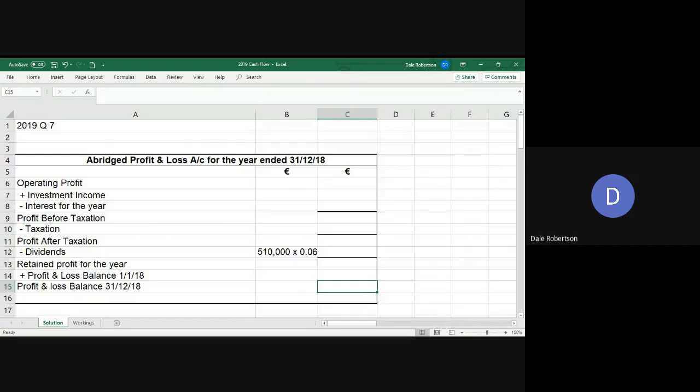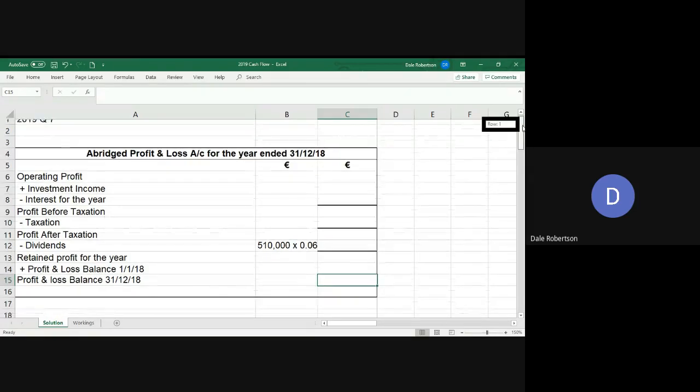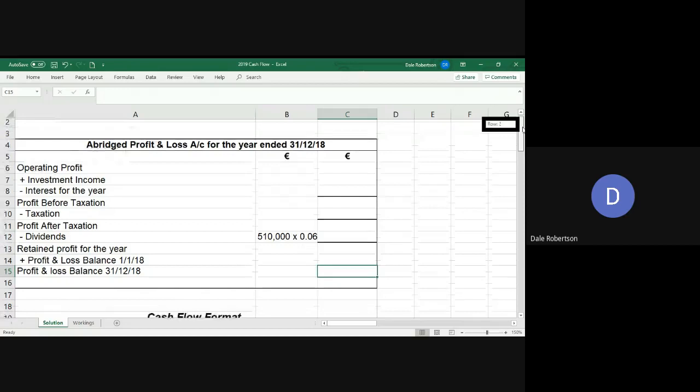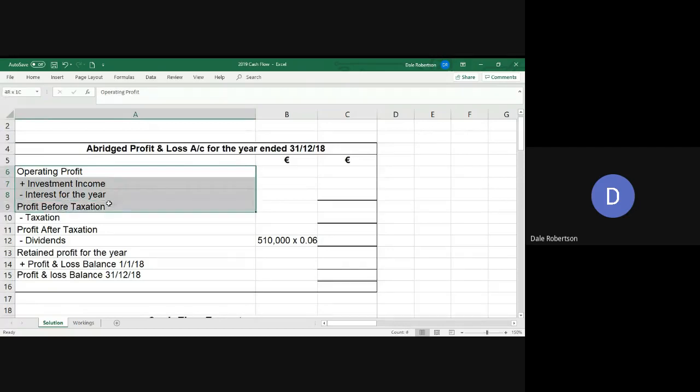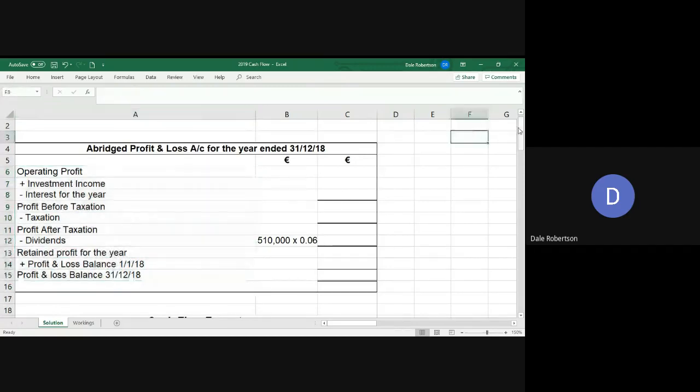But the first and most important thing that any student needs to have before they tackle the cash flow is the format or the template. The first part of this is an abridged profit and loss account. There's the structure. It's the bottom of your familiar final accounts, page 1. Operating profit, add and subtract interest received and interest paid. Take away any tax, take away any dividends, add on last year's P&L balance. And then you have got to learn off these.